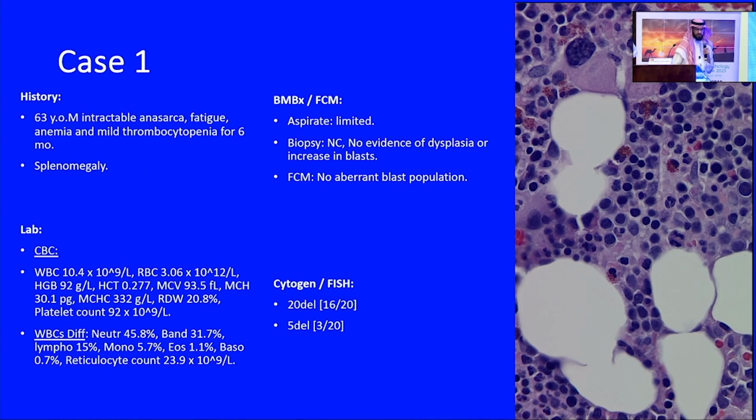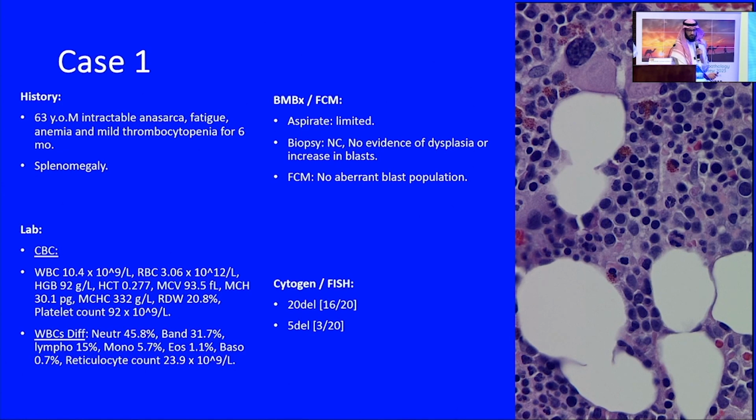This is the first case. This is a 63-year-old patient with anasarca, fatigue, anemia, and thrombocytopenia for 6 months. The patient has splenomegaly, so clinically he has a lot of abnormalities. This is the CBC. Definitely there is some anemia and thrombocytopenia. There is no circulating blast. The aspirate was limited, so it was not that helpful. Dry tap, no good aspirate.